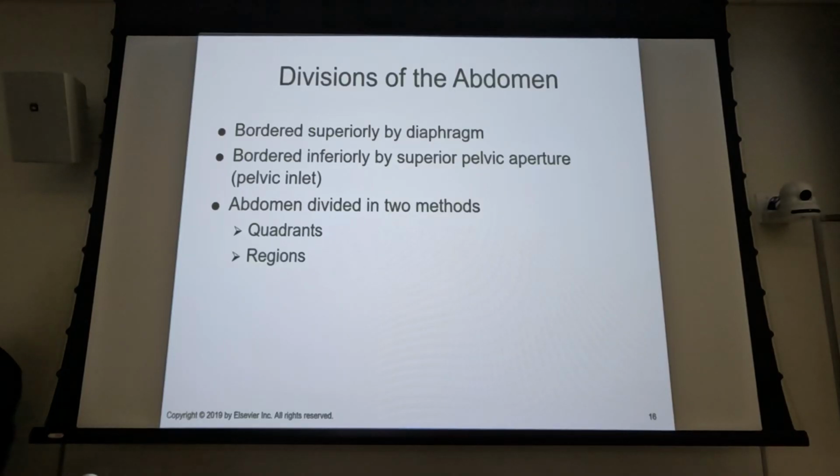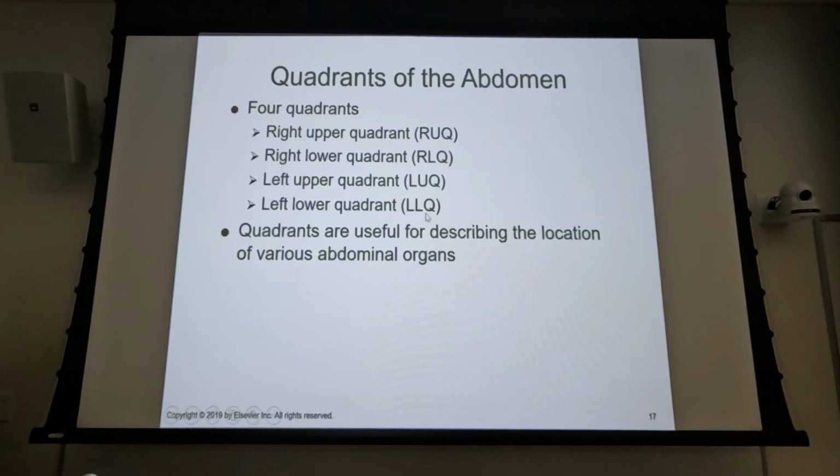So those are your quadrants, and they're just named using medical terminology where they are, right? So you've got one that's top right, top left, lower right, lower left, okay? Right upper, right lower, left lower. Quadrants are good for probably 90% of your histories, but sometimes you need to be a little bit more specific.